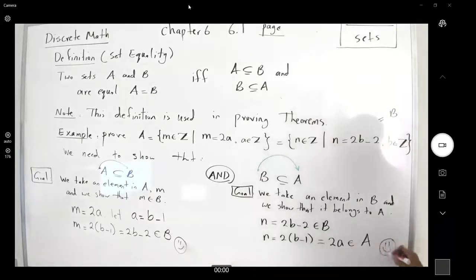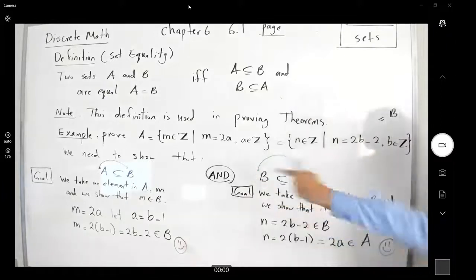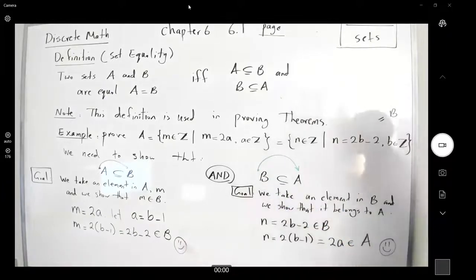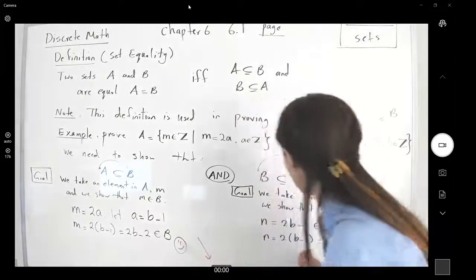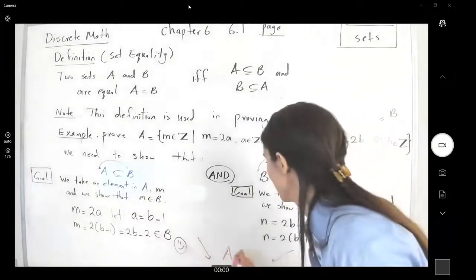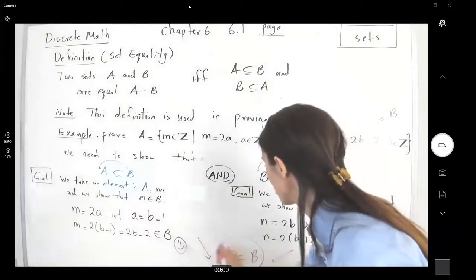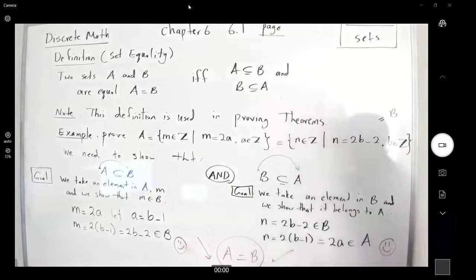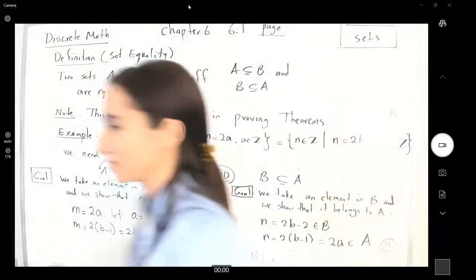Another smiley face. So we just proved that A is a subset of B, and B is a subset of A. So it means that A and B are two exactly equal sets.